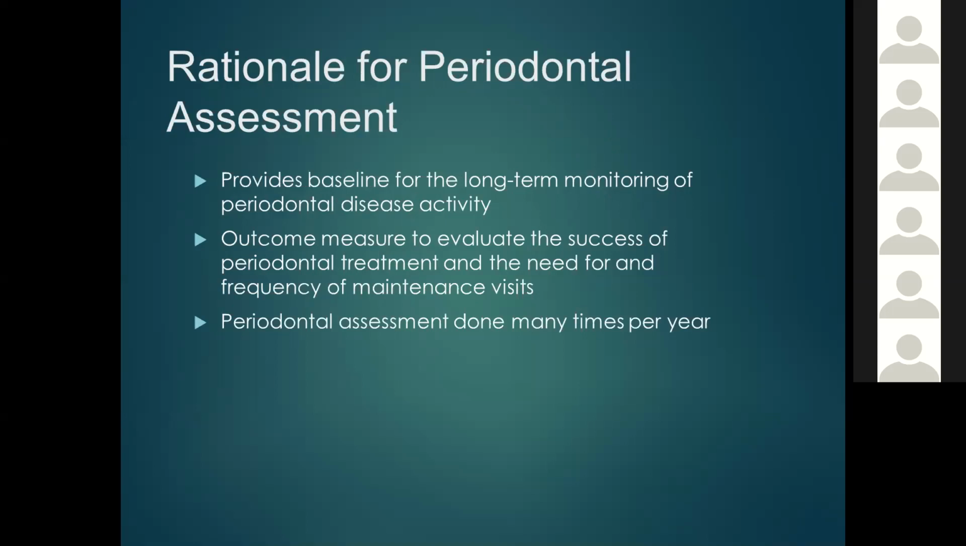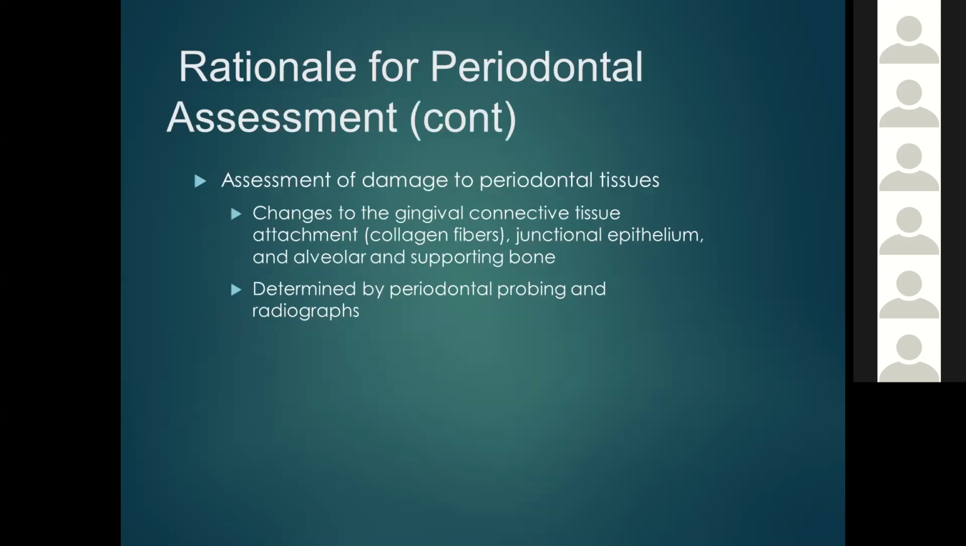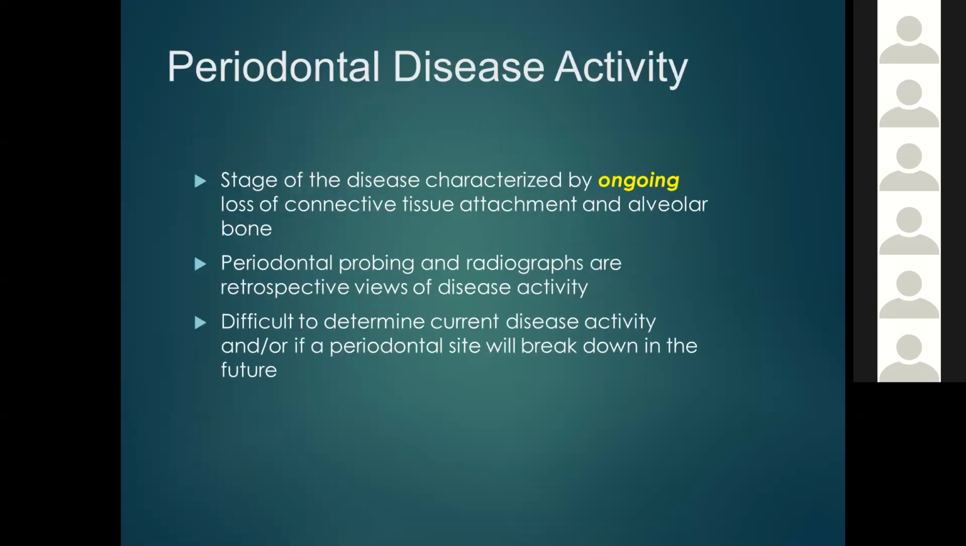So what we're trying to do is intercept something before the disease process actually begins, which is primary prevention. We want to keep things healthy, and the only way we know how to do that right now is through certain examinations. So assessment of the damage to periodontal tissues is one of the things that we're measuring. We want to look for changes to the gingival connective tissue attachment. Those are where the collagen fibers are. The junctional epithelium, is it still where it's supposed to be, as well as the alveolar and supporting bone. We do take radiographs, and radiographs, as you know, give a historical perspective on what's already happened. So we want to check the health or disease of the patient, and the hallmarks that we use are periodontal probing as well as radiographs.